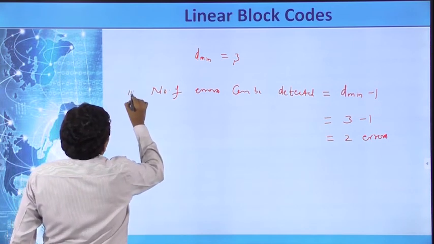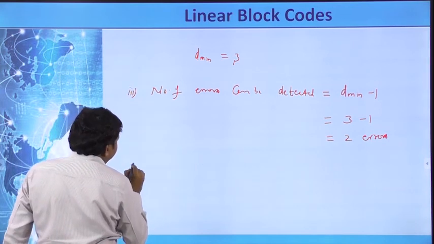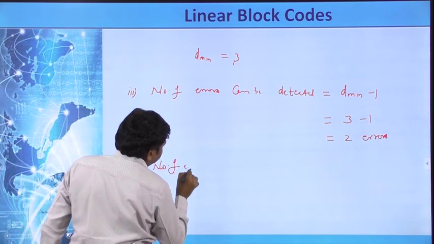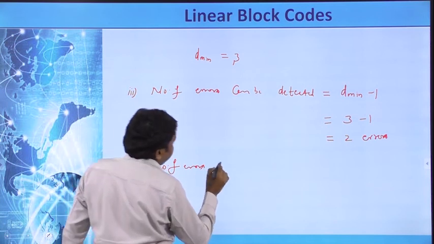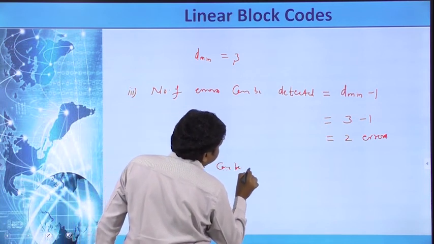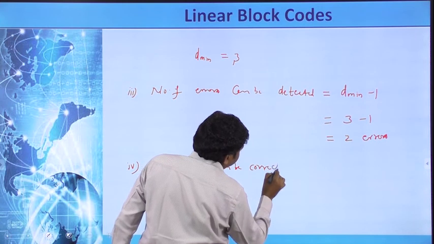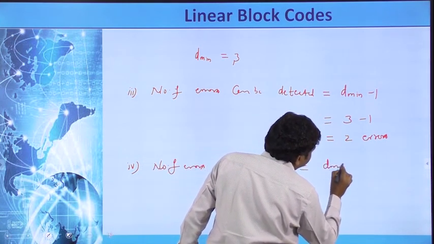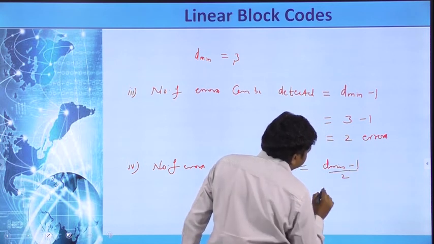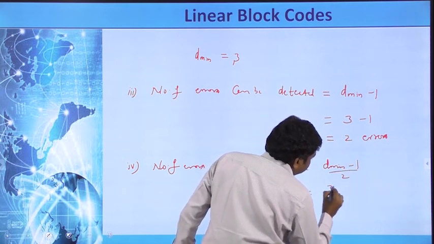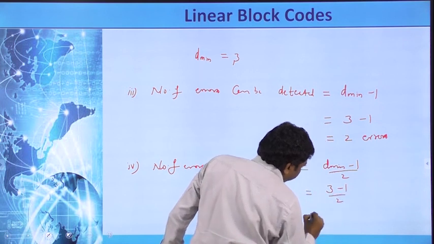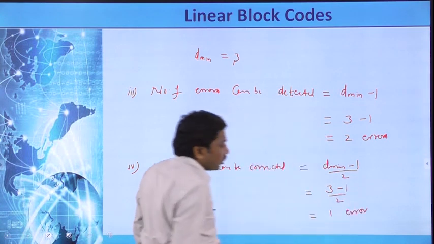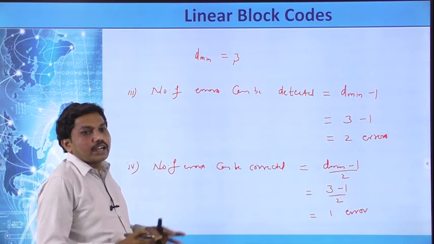That is the third part. The fourth one is the number of errors that can be corrected by this code, which is equal to d minimum minus 1 divided by 2. With d minimum as 3, it is 3 minus 1 by 2, which is equal to 1 error. So this code is able to correct only one error.